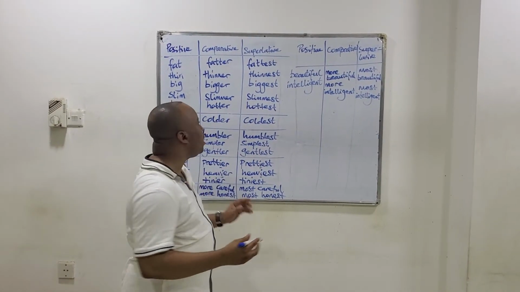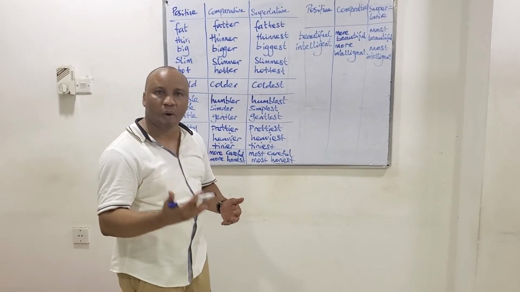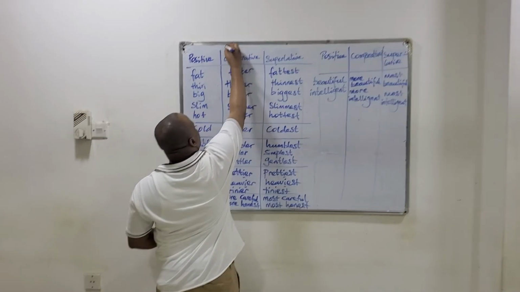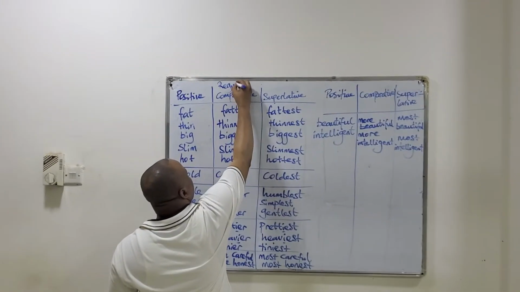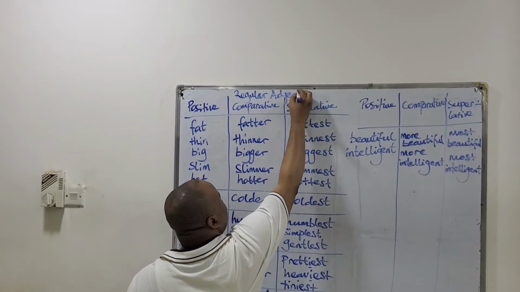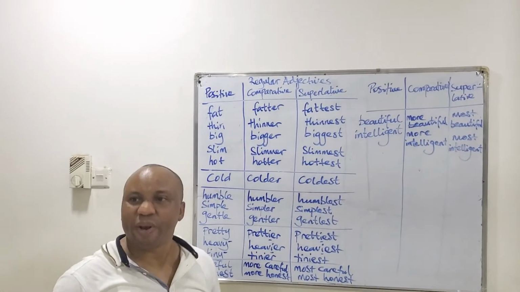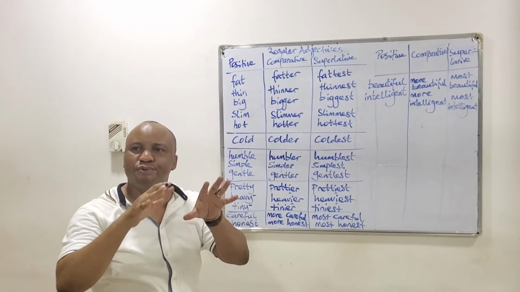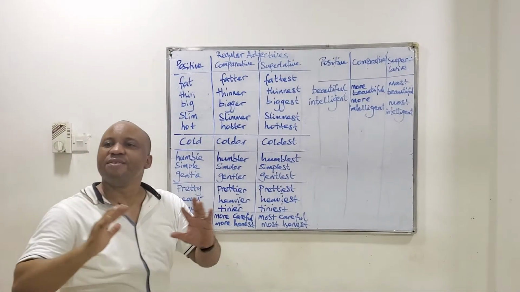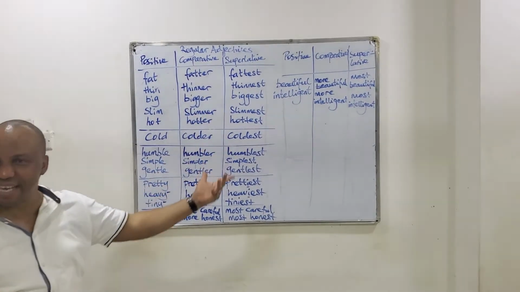Ladies and gentlemen, this group of adjectives are called regular adjectives. Why are they called regular adjectives? Because they follow the rule. They follow the law. They follow the rules which we have seen.